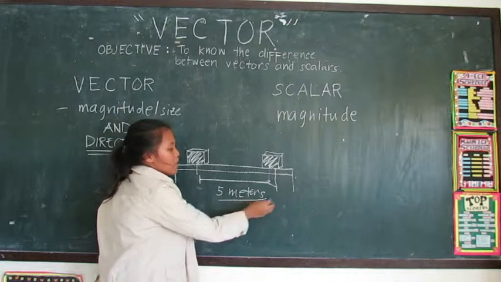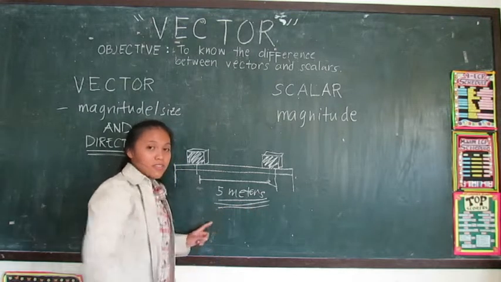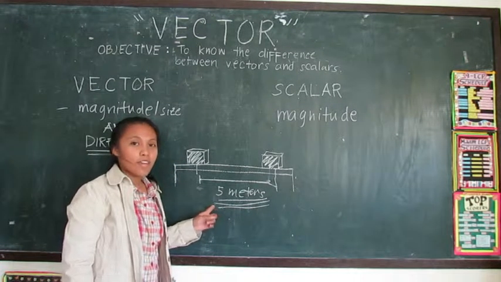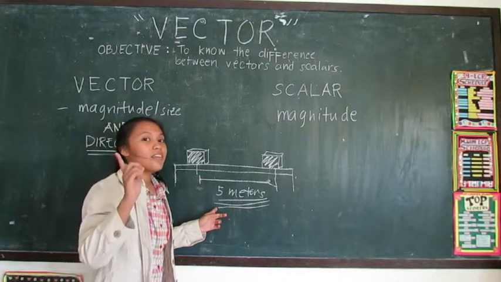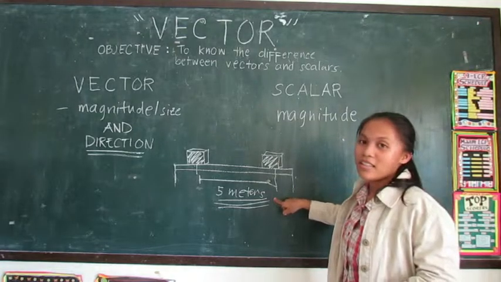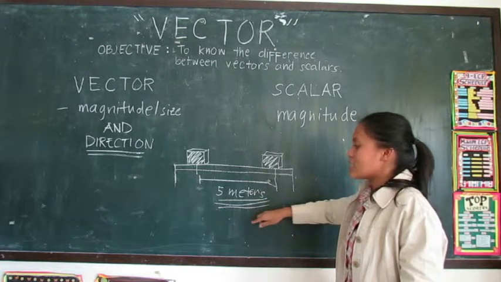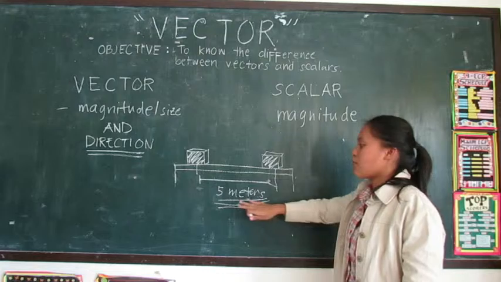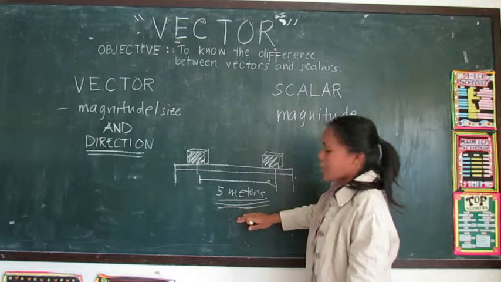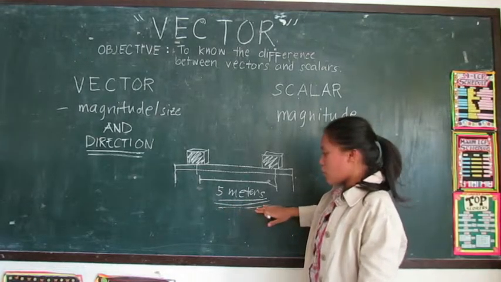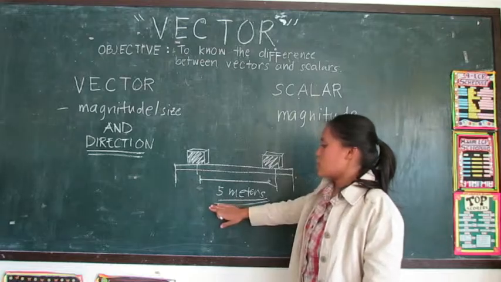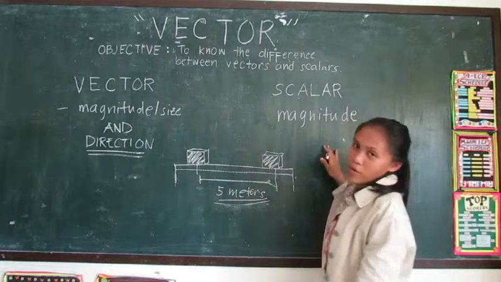When we say 5 meters, what is this? Vector or scalar? 5 meters is a scalar quantity because it doesn't have a direction. I didn't state here that it is 5 meters to the left or to the right. It only has a magnitude or distance. A distance is also considered a scalar quantity.